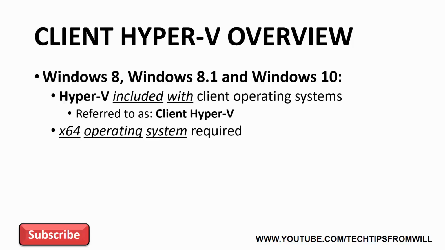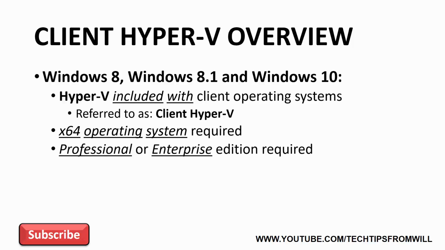To use Client Hyper-V, you have to be running a 64-bit version of Windows 8, Windows 8.1 or Windows 10. Just like with Hyper-V, you cannot use Client Hyper-V on any 32-bit operating system. Furthermore, you have to be running either the Professional or Enterprise editions of the operating systems. You can't install Client Hyper-V onto any of the Home editions.